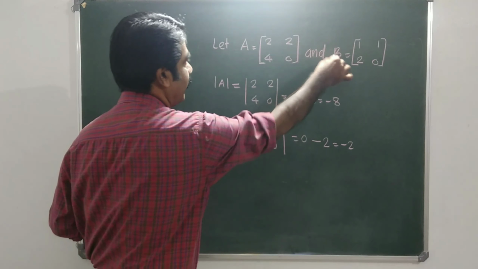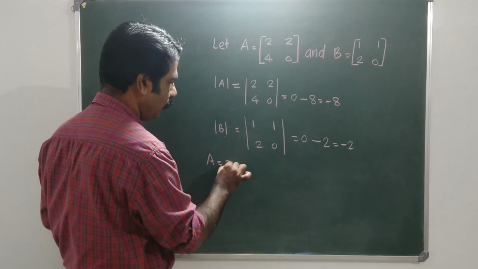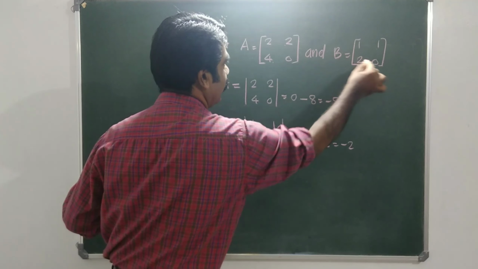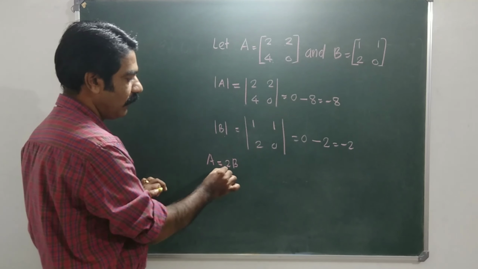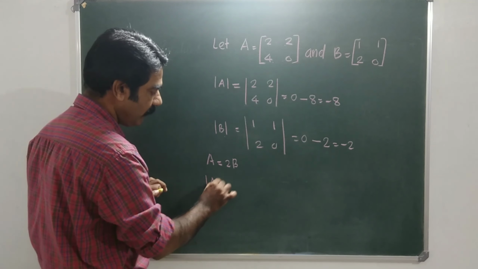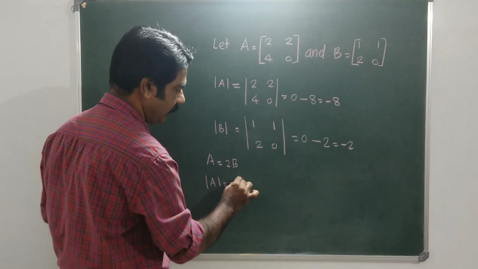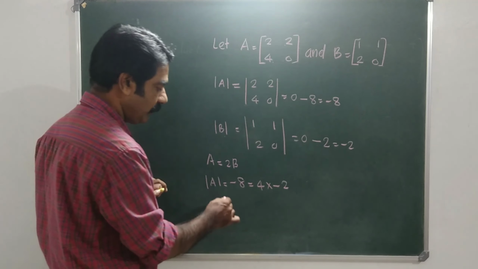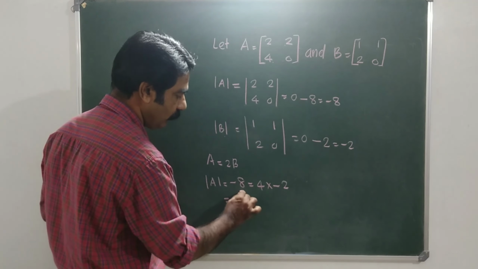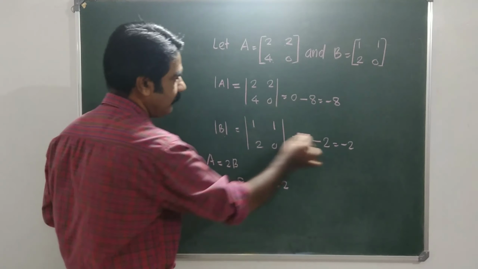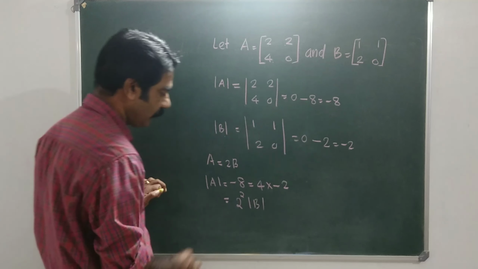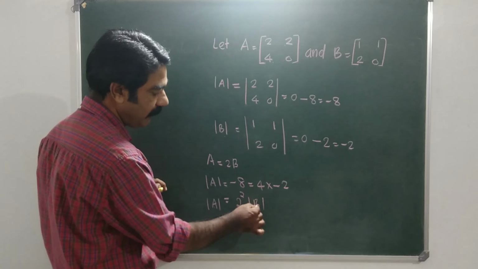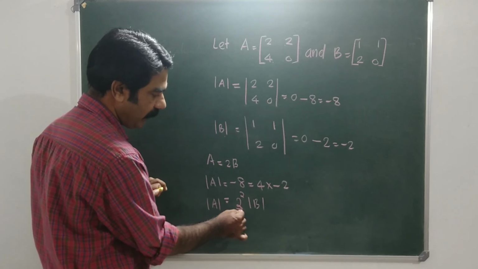See, what is the relation between the matrices A and B? The relation between matrix A and B is that the matrix A is equal to 2 times B. See, 2 into 1 is 2, 2 into 1 is 2, 2 2s are 4, 2 0s are 0. Okay. So, A is equal to 2 times B. Now, determinant A is equal to minus 8. Minus 8 is equal to 4 into minus 2. This 4 we can write as 2 square. And what is minus 2? That is det B. So, determinant A is equal to 2 square into det B. See, this 2 is coming from where? A is equal to 2 times B.